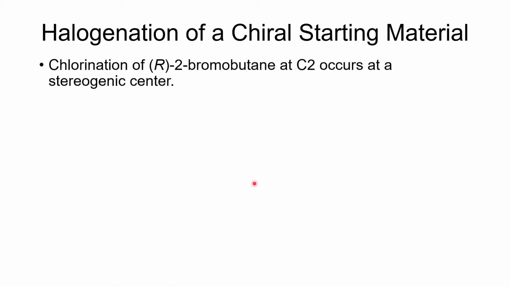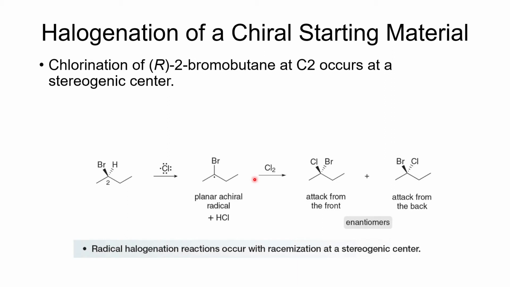All right. If we do halogenation of a chiral starting material, then we need to take into consideration where the halogenation is occurring. So if we look at the compound 2-bromobutane, it turns out there's actually 4 different carbons where you can do halogenation. You're going to get quite a mess of things here.